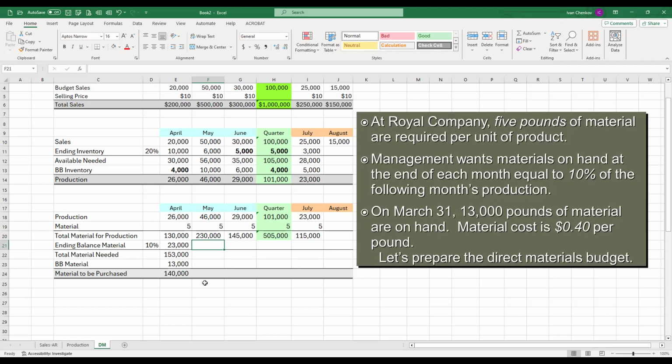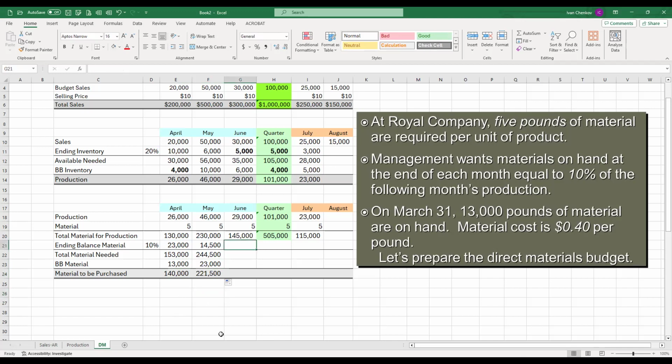So, ending balance. How much will be the ending balance? Did you guys calculate it? 14,500. Absolutely. 10% of the next month production. Times 10%, it will be 14,500. So in total, we need how many pounds? 244,500, right? We already have 23,000 from the previous month. So how many do we need? You deduct 23,000 from 244,500 to get 221,500, right?